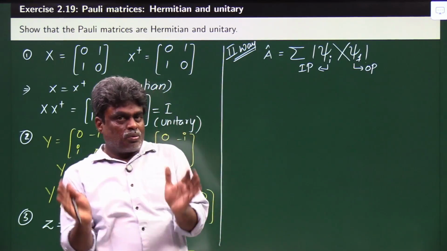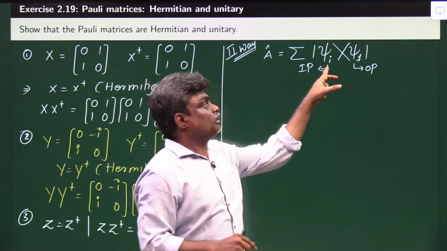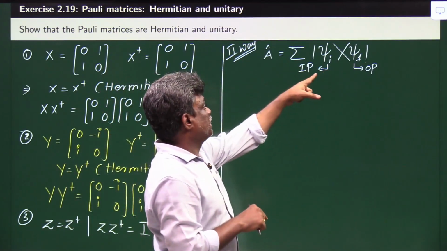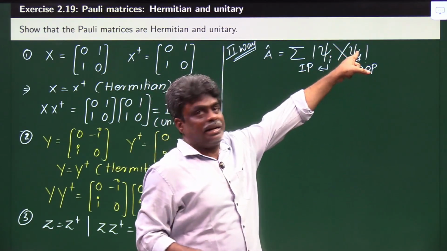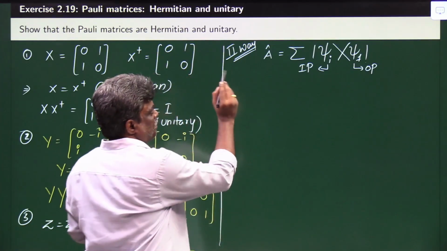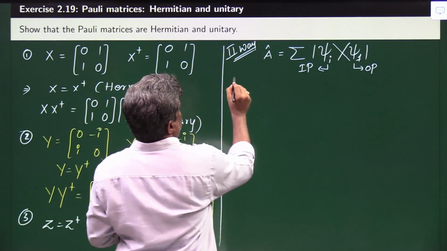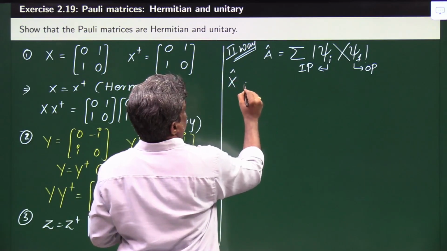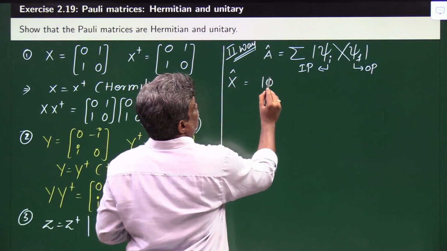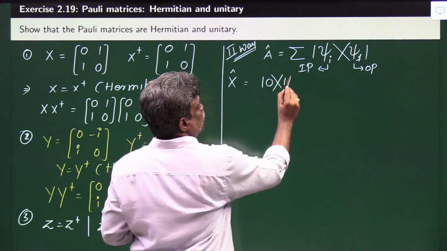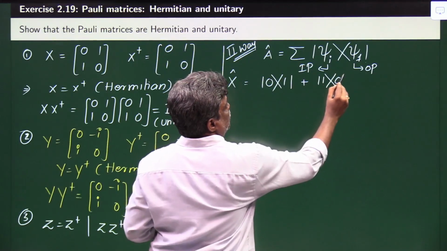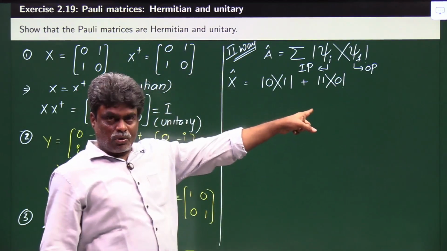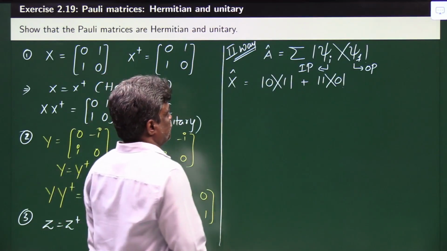You have to write the outer product form. In the ket vector, you have to take the input corresponding to this operator, and whatever output you are getting, write in the bra vector. Already I have explained earlier. So first let us take the X operator. If you give the input as 0, you will get the output 1, plus if you give 1 as the input, you will get 0. So this is the outer product form of X.